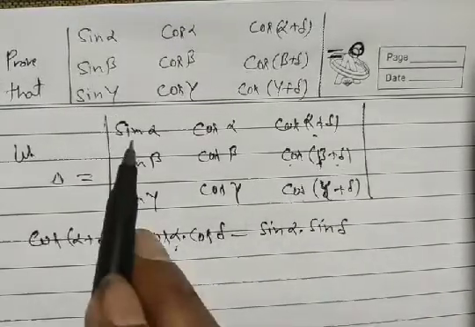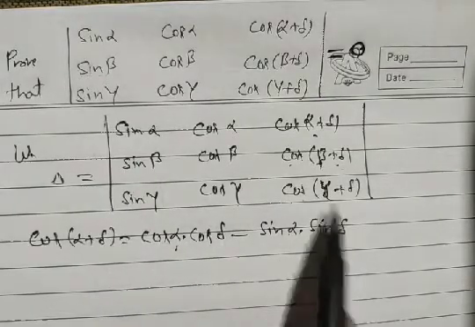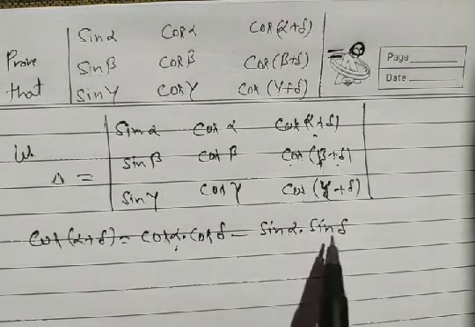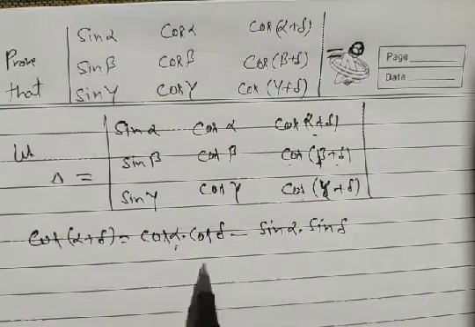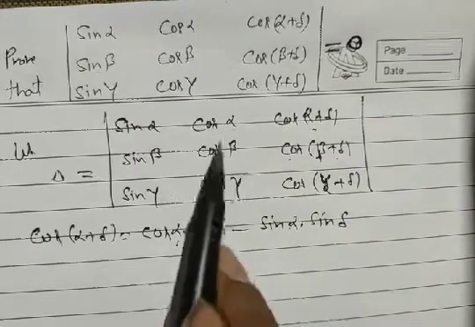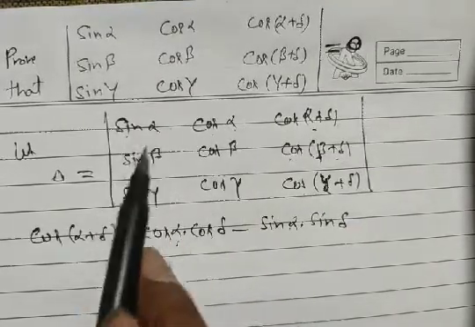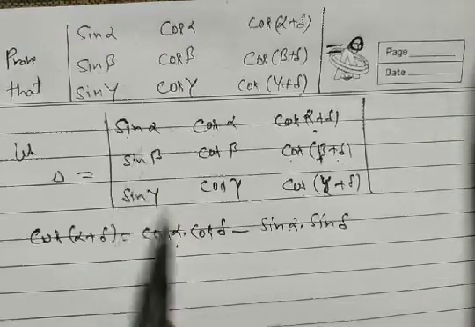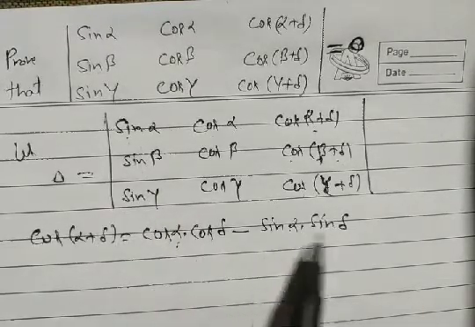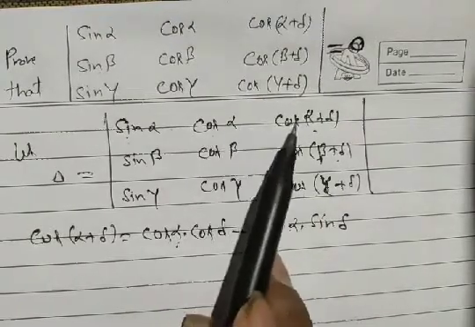Now see, here is sine alpha. We have sine alpha into sine delta. Here is sine beta. These terms are positive. Here is cos alpha, we need cos delta there. Here we have sine alpha, we need sine delta there. When we have cos alpha cos delta and sine alpha sine delta, it's positive. Then this is our C3.